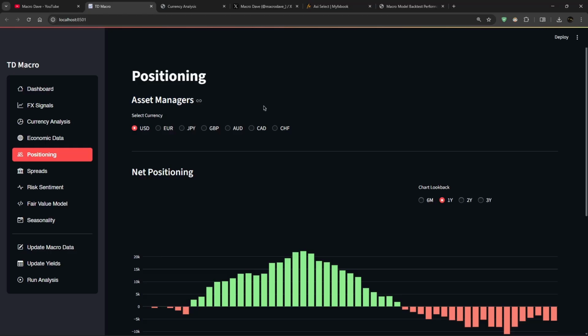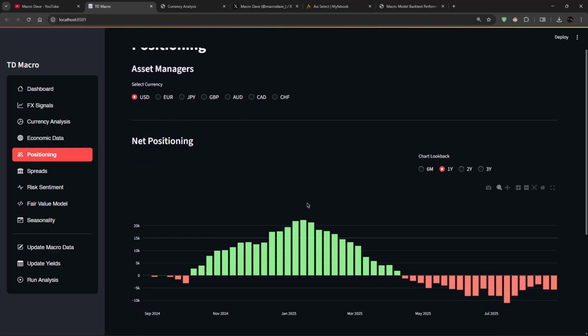So these models are not random, and I cannot stress that enough. These models simply follow the data. Whatever the data says is best, this is what these models use. So non-commercials, I run a backtest, and the backtest on non-commercial positioning, it's okay, but it's not that good. Asset managers, a lot of times they are actually leaders to reversals.